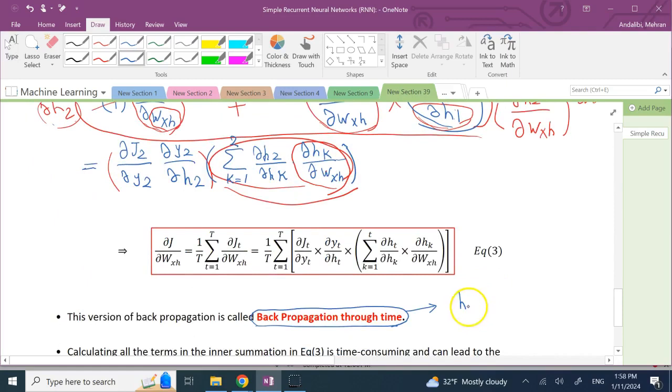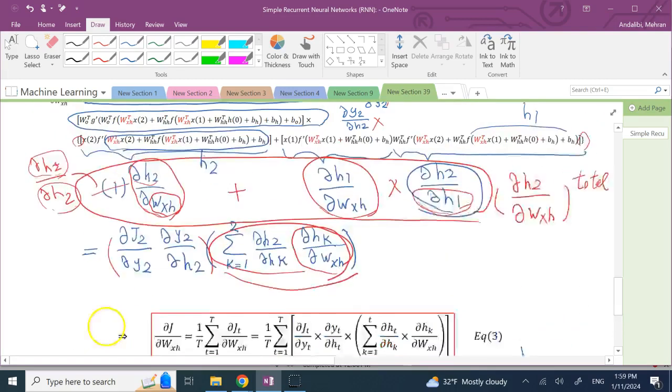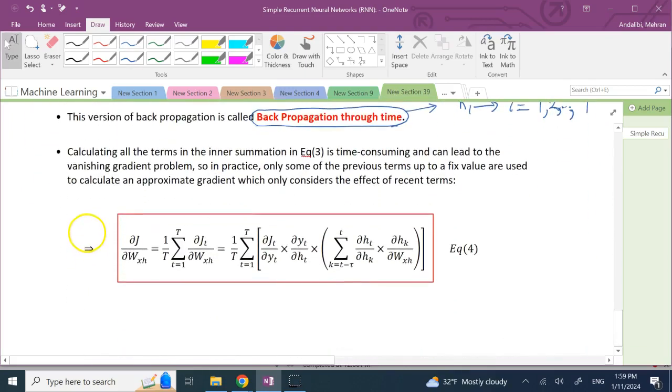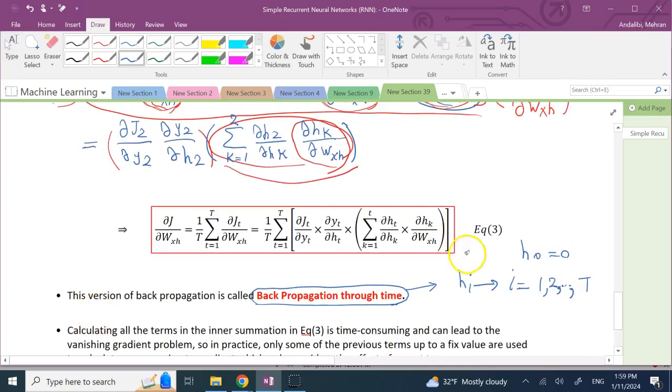So first, you need to calculate all the h_i's, where i goes from 1 to T. H0 you can assume is 0. You have to calculate all of these h's using all of the x's that you have. And once you have all of these hidden layer states or values, now you can go and use this update formula. I explained that one for you as well, and here is that formula written in a beautiful way.